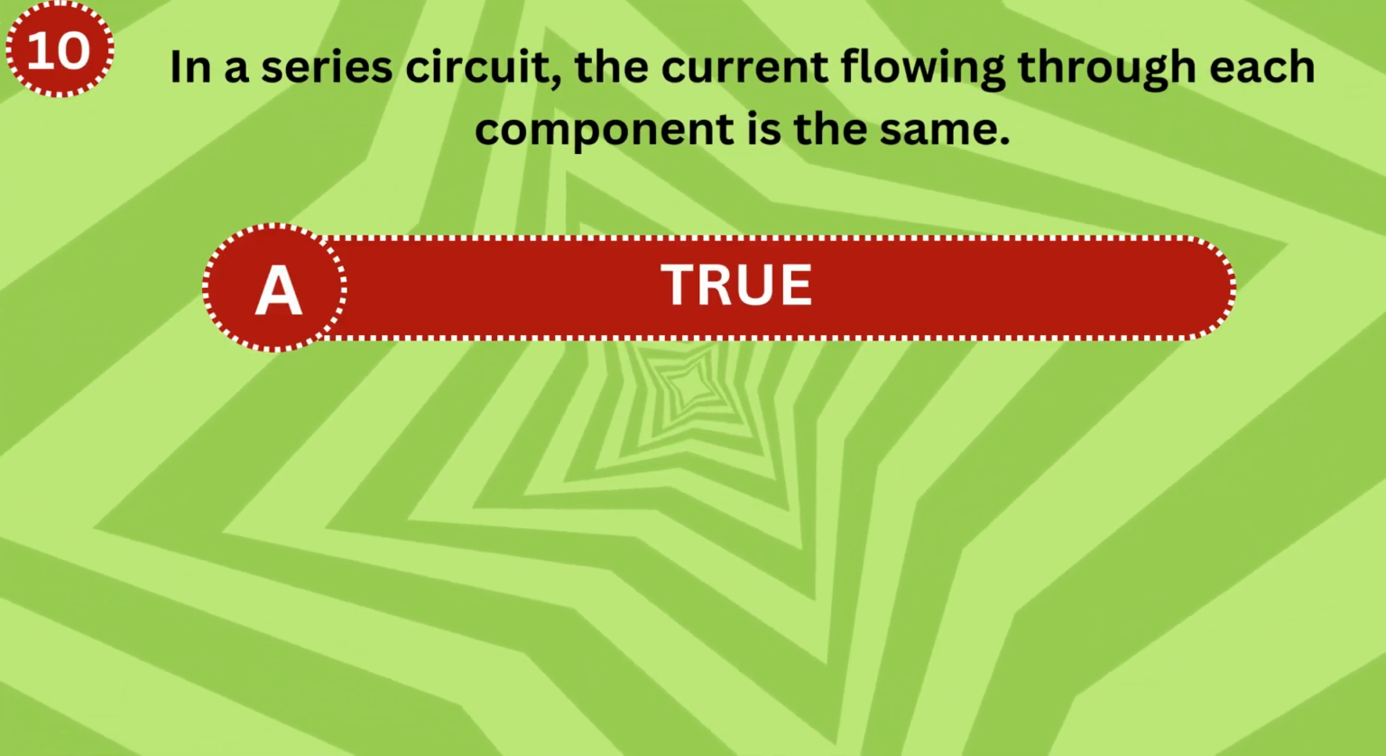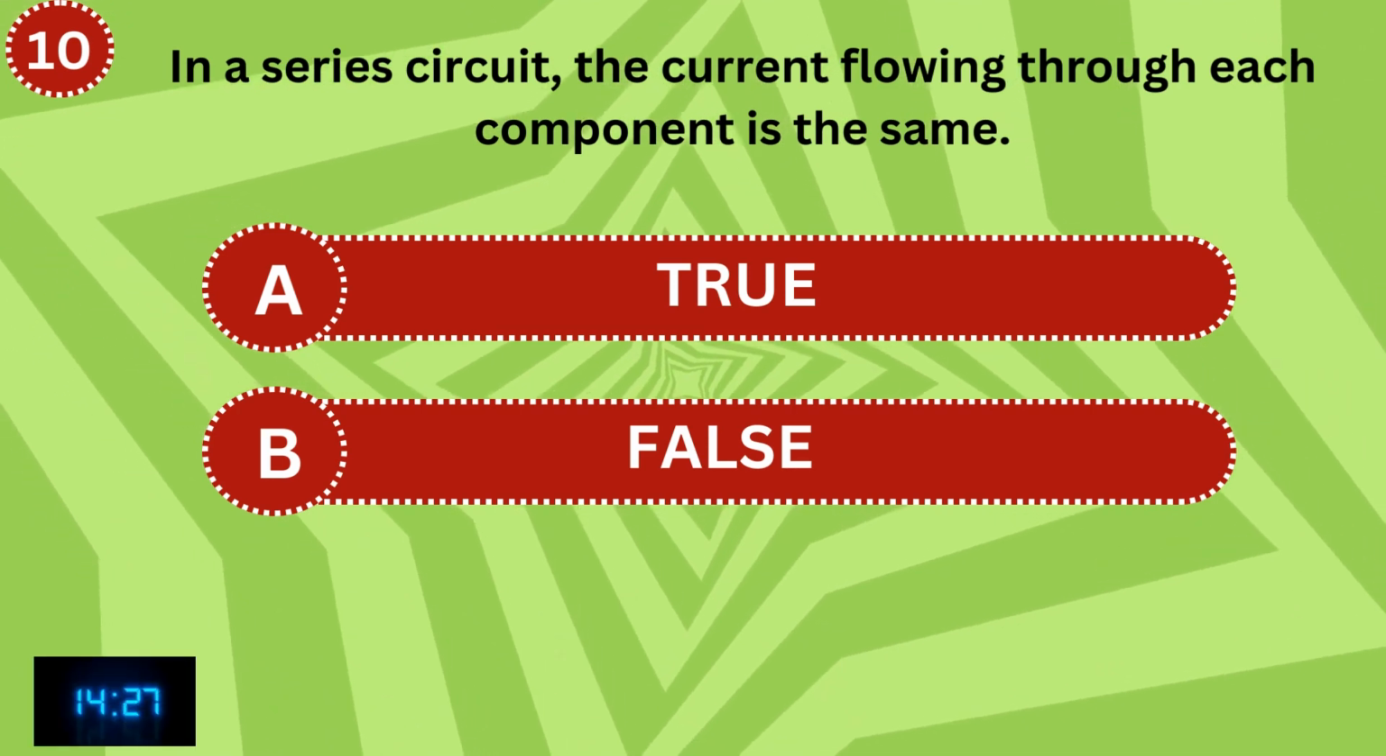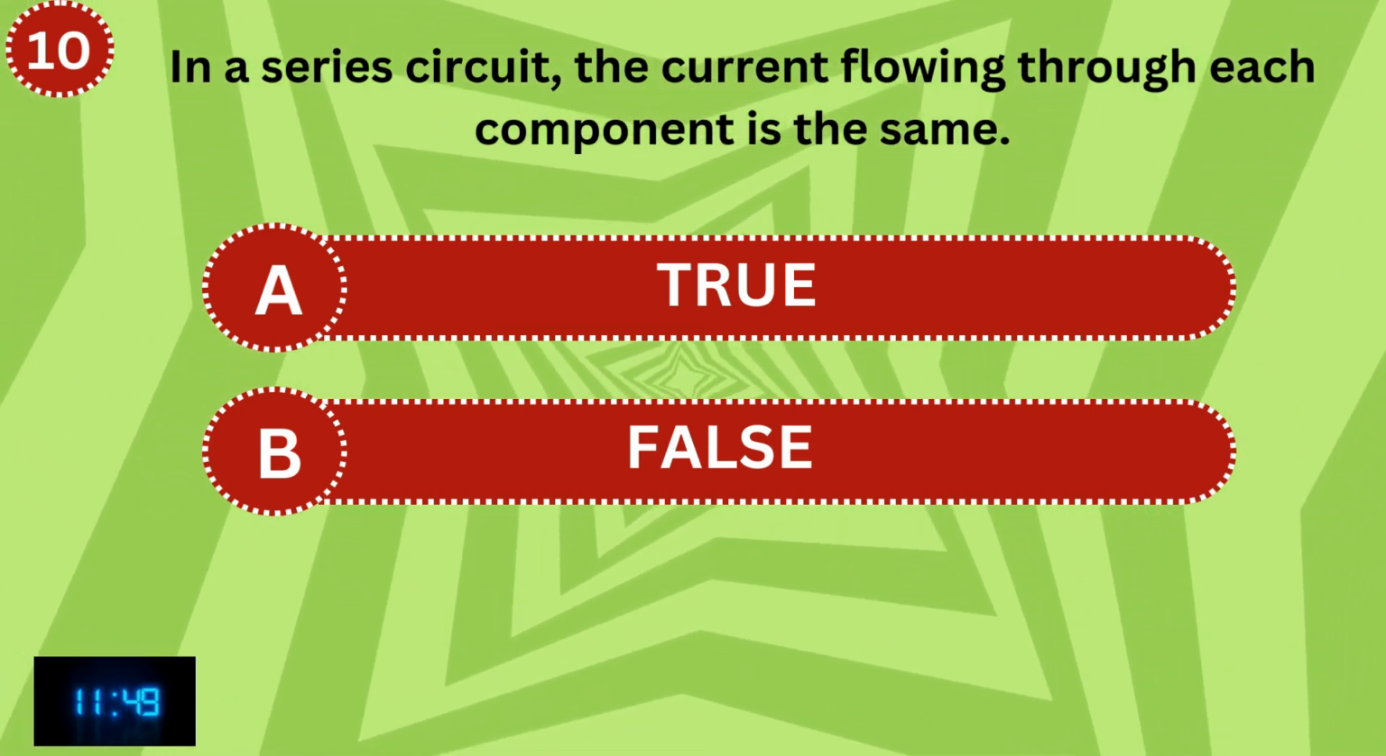In a series circuit, the current flowing through each component is the same. True, false?